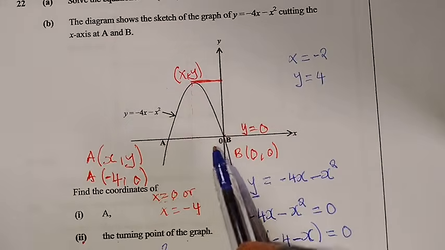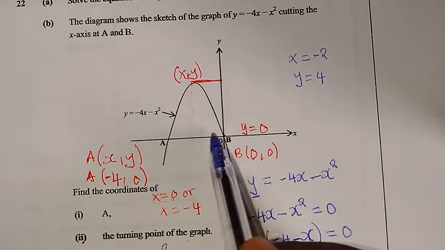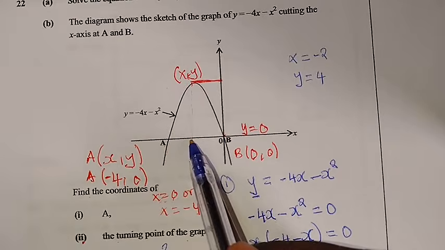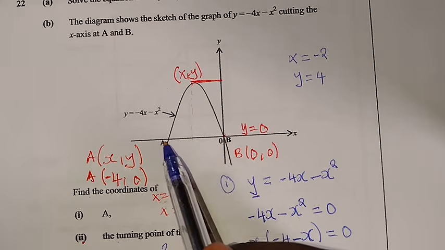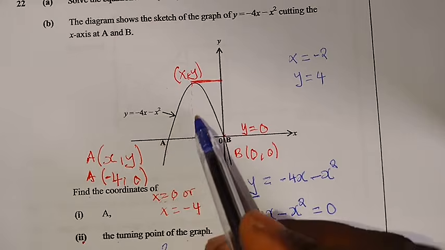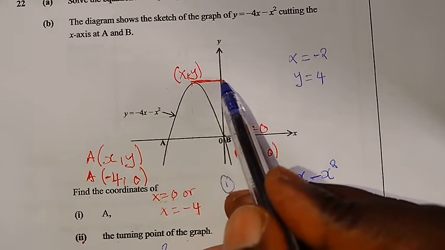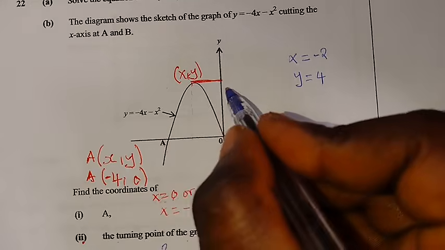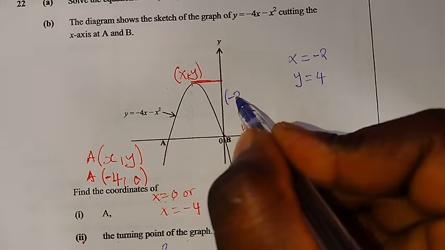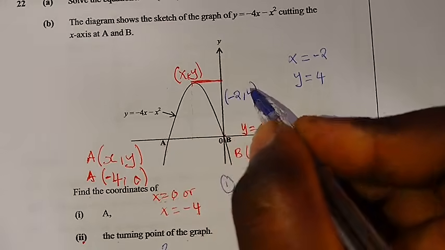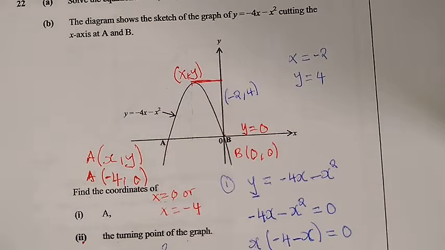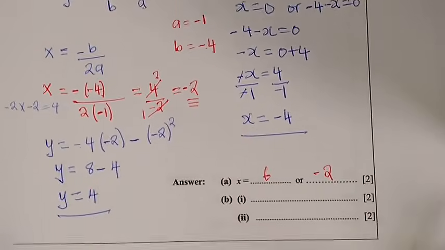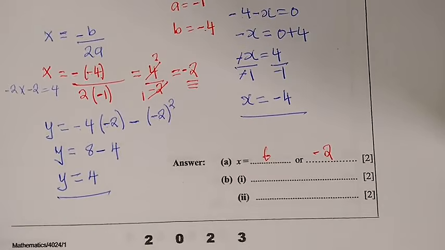And indeed we can see on the graph where the negatives are. So the negative 2 is right here, comma, positive 4. So the coordinates of the turning point right here are negative 2, comma, 4. This was the coordinate of the turning point. So we write in our final answer just here.